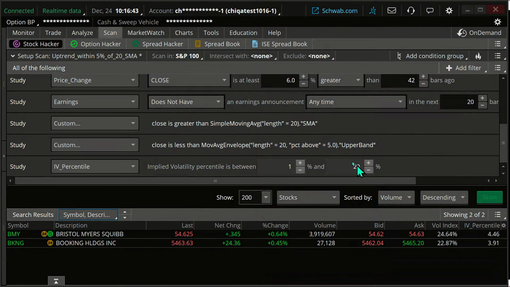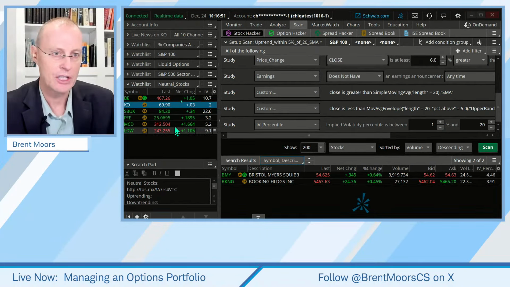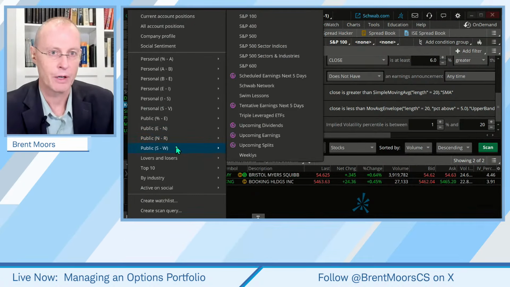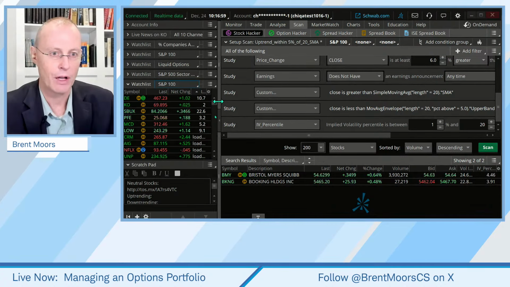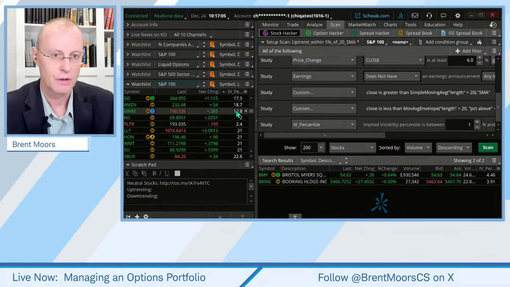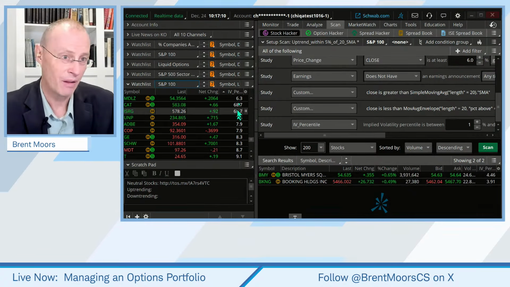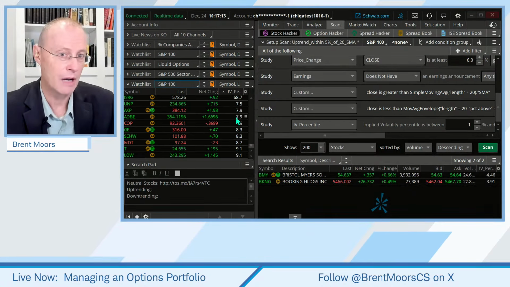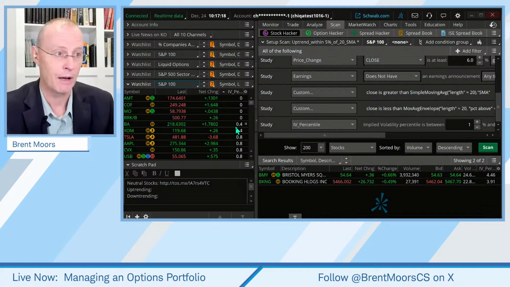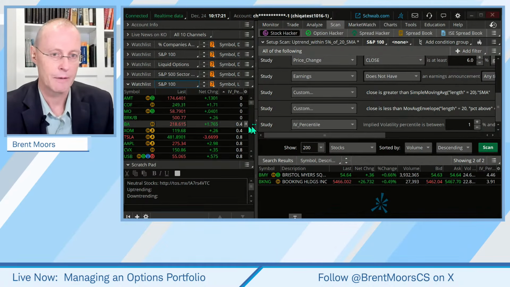If I were to go high percentile, just remember, in the current market environment, the vast majority of stocks, here's your S&P 100, have low implied volatilities. Here's my IV percentile on these. Look at these. How many do you see that are above 50? There's a few maybe, not many though. Out of the 100 stocks in the S&P 100, there's maybe 5 max, I think, that are above 50 right now. So just keep that in mind.